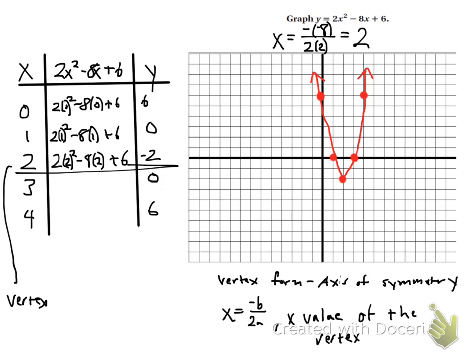Now, why do they call that the axis of symmetry? Because that is a line that, if you graph x equals 2, would be this dotted line that I'm making right down the middle of that. And if I took it, I could fold the graph on top of the other side. That's why they call it the axis of symmetry.